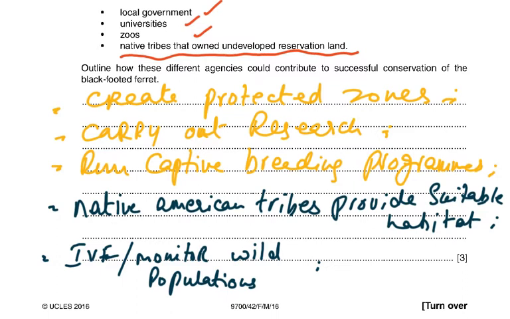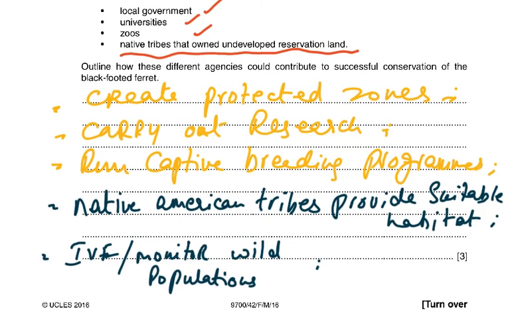Now, outline how these different agencies could contribute to successful conservation of the black-footed ferret. Create protected zones, carry out research, run captive breeding programs because we had zoos here. Then they could do research, because we had a university there. Then Native American tribes provided suitable habitat. They lived in the forest or wherever they lived, and they probably gave them the right habitat for them to survive.